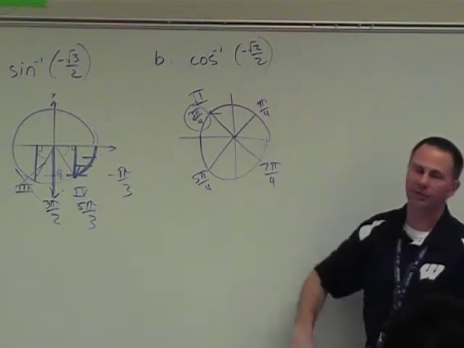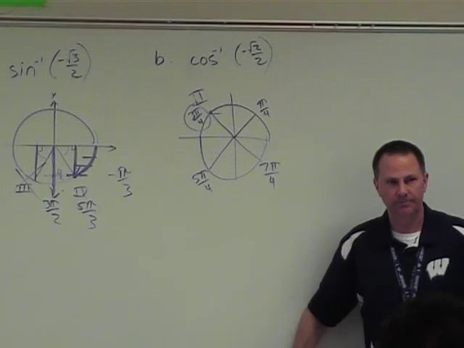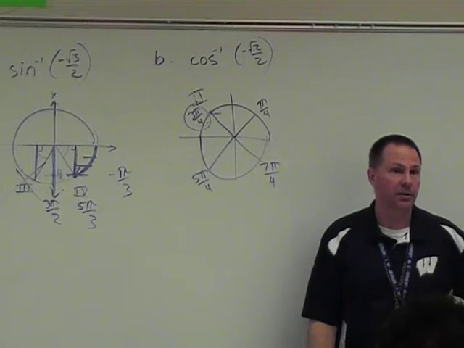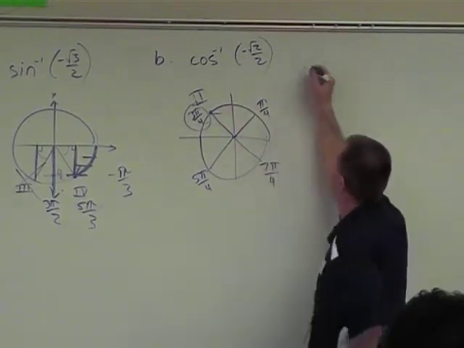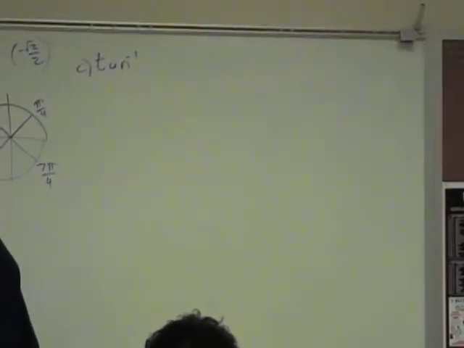So that's my answer. The arc cosine of negative radical 2 over 2 is 3 pi over 4. Now these are all going to be positive for your inverse cosine, because you're going in the positive area for your radian measure. Alright, what about tangent? This is part C. The arc tangent of negative radical 3.